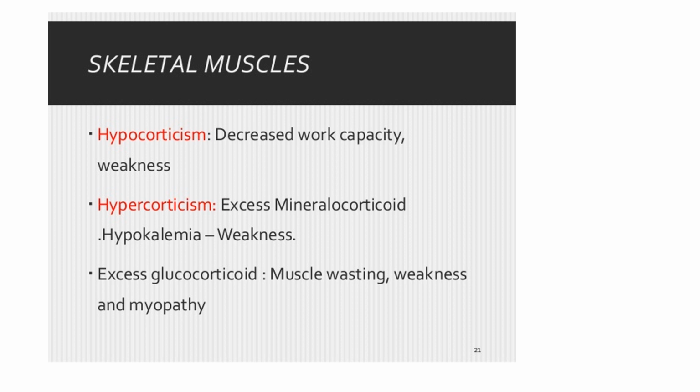In hypercortism there is decreased work capacity and weakness. Hypo means a situation with decreased release, where there is glucocorticoid decrease. In hypercortism, there is excessive mineralocorticoids, that is, when aldosterone increases, hypokalemia weakness will occur. And also if there is glucocorticoid excess, as I said, protein breakdown will occur. In muscles, muscle wasting, weakness and myopathy.